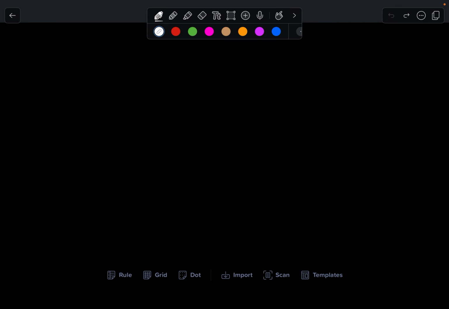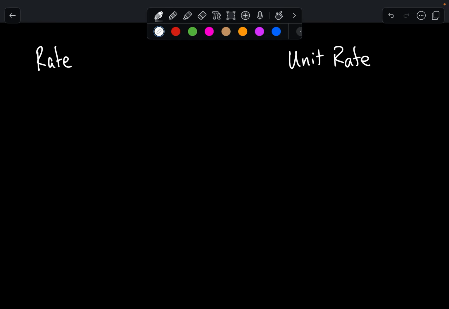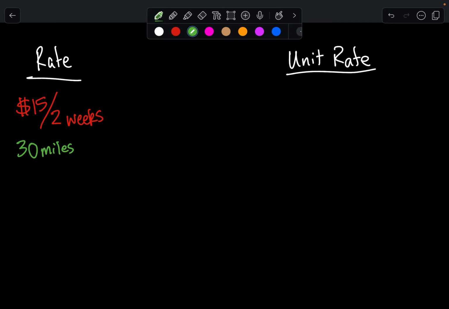Aria, I just wanted to quickly explain rate versus unit rate because I even had to look at that again. Rate is like you could say anything per anything. So for example, you could say $15 per 2 weeks, or you could say 30 miles per 10 minutes.